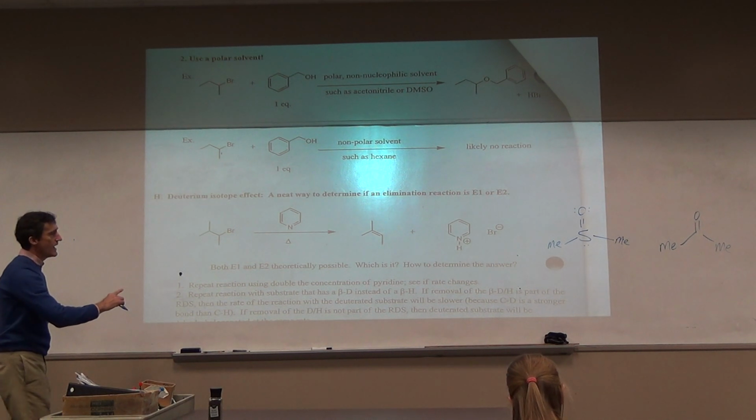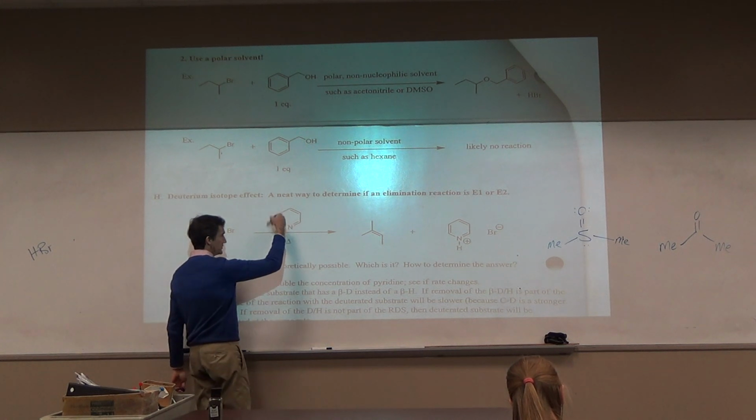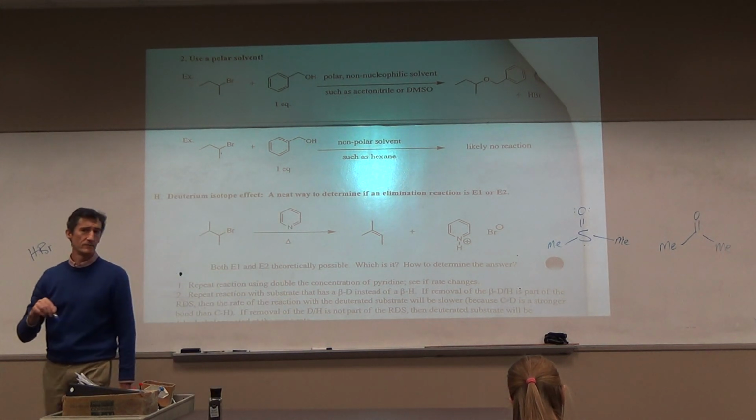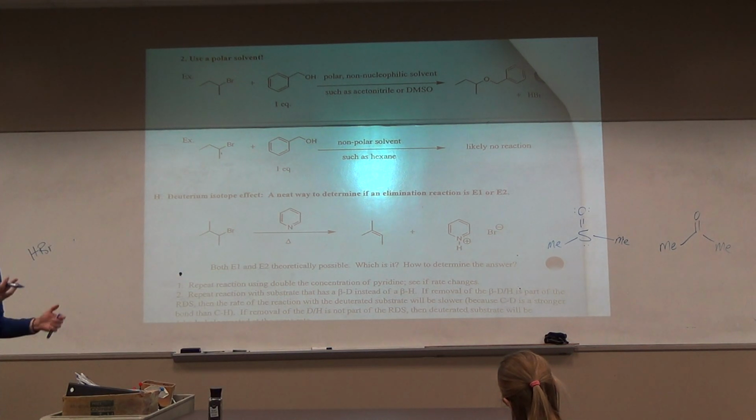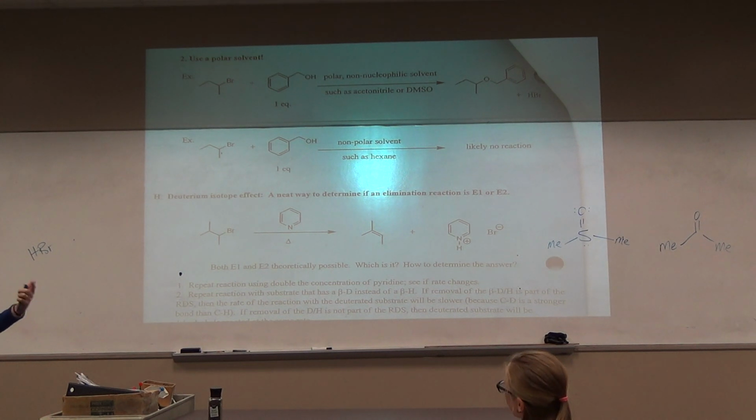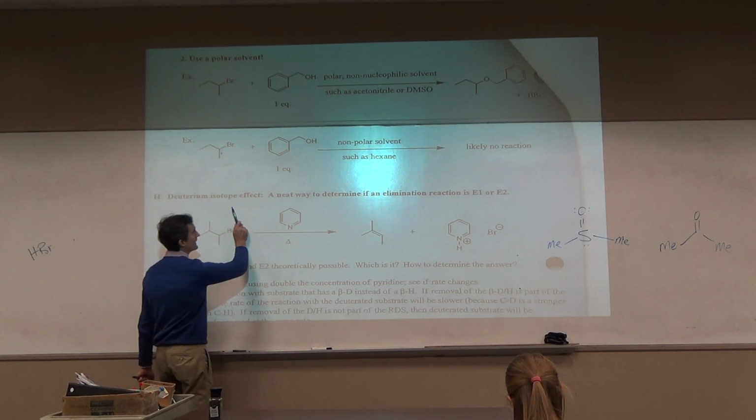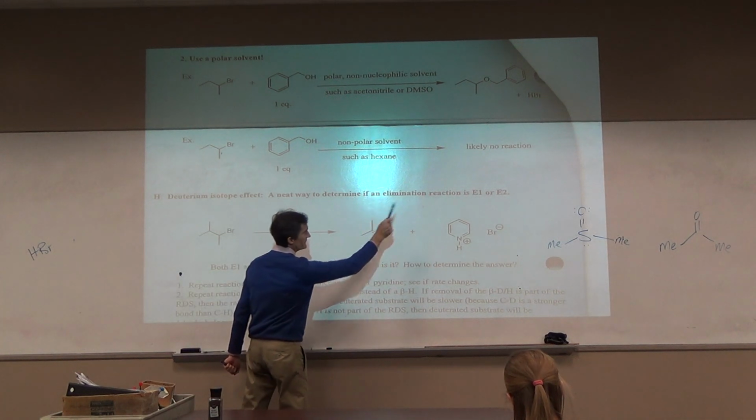So the question is really, is this strong enough to do an E2? Now, I kind of said it's weak, but I was kind of borderline. It's a borderline base. So is it E1 or E2? Maybe it's E2. Maybe pyridine is strong enough. Is there a way we can determine whether it's E1 or E2? Yes, the deuterium isotope effect. It's a neat way to determine if it's E1 or E2.